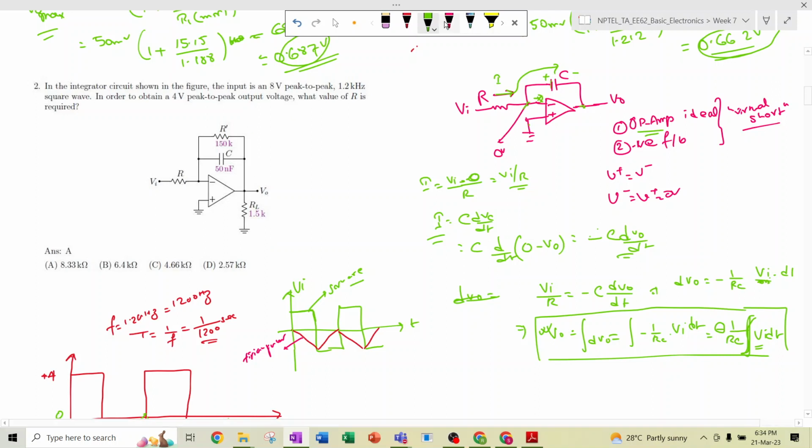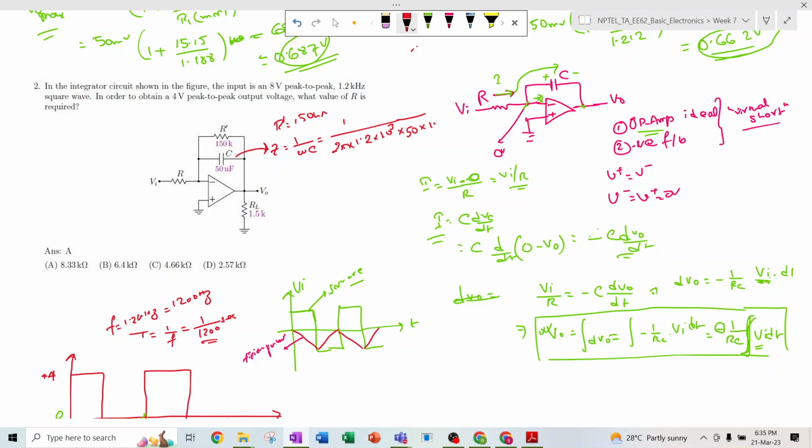From the circuit, how can we find out? Here basically R dash and C are in parallel. R dash is 150 kilo ohm, and for C we should find the impedance, which is 1 divided by j omega C, or 1 divided by omega C. So 1 divided by 2 pi f, where the frequency is 1.2 into 10 to the power 3, times C, and the value of C is 50 nanofarad.